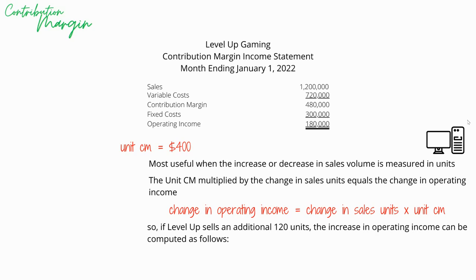So if Level Up sells an additional 120 units, the increase in operating income can be computed as follows. The change in operating income will be 120 units times $400, or $48,000.